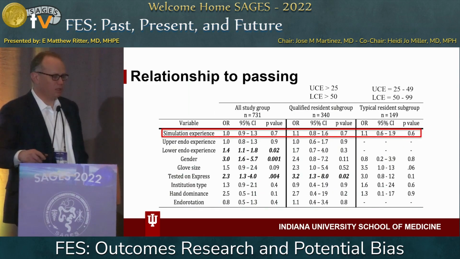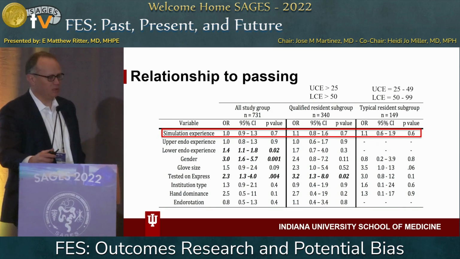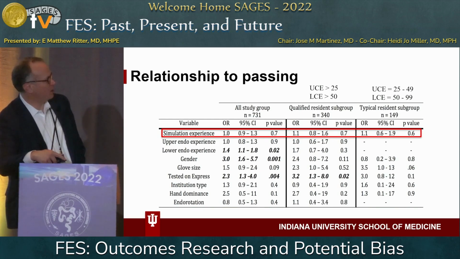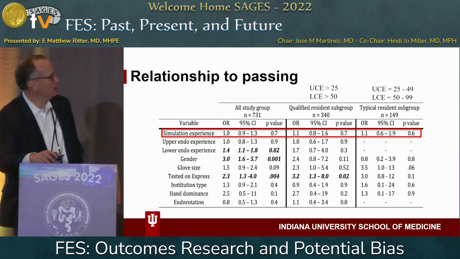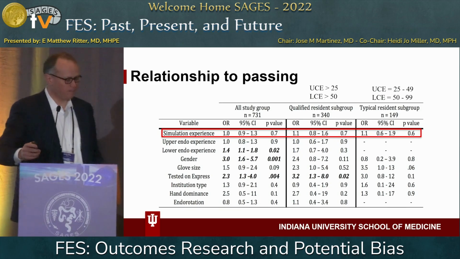So in our multivariable regression analysis, we looked at simulator experience both in our whole study group, which is here, as well as what we called a qualified resident group, so folks who had met the minimum, and then what we called a typical resident group. So most residents, when they're finished, are gonna be in this band of experience. And you see across all these groups, simulation experience was not a predictor of pass rate, whereas lower endoscopy was consistently. Gender, which we already talked about, and this test on Express was the issue we've already been able to mitigate. So take that off the table.